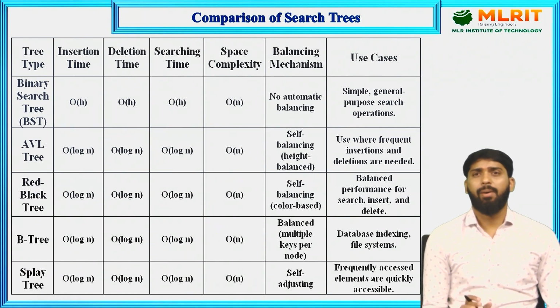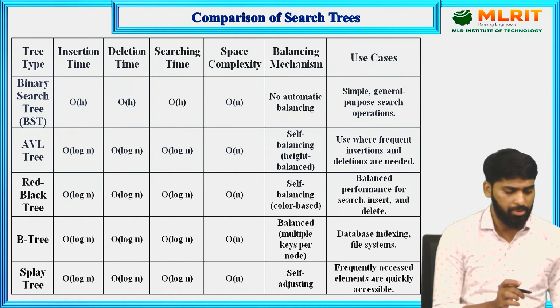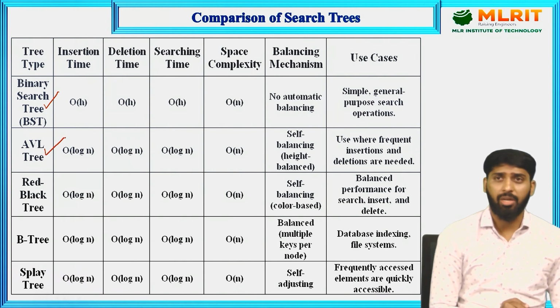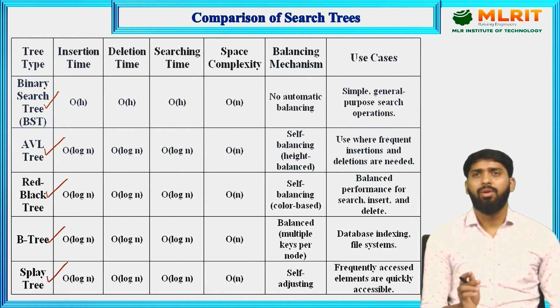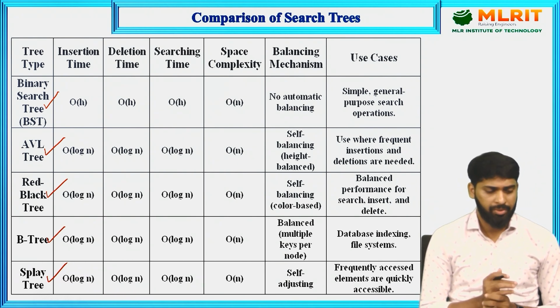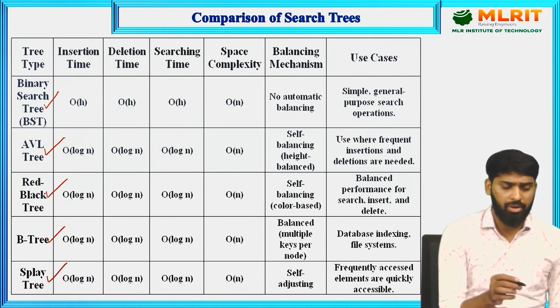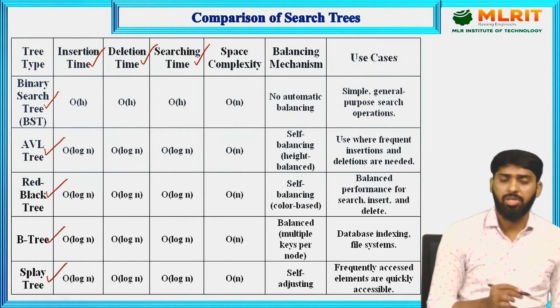Now we compare all these search trees. So what we discussed up to now? We discussed binary search tree, AVL tree, red black tree, B tree and splay tree. Now we see the time comparison of all these search trees. In every search tree we have three operations: one is insertion, second one is deletion, and third one is searching time.